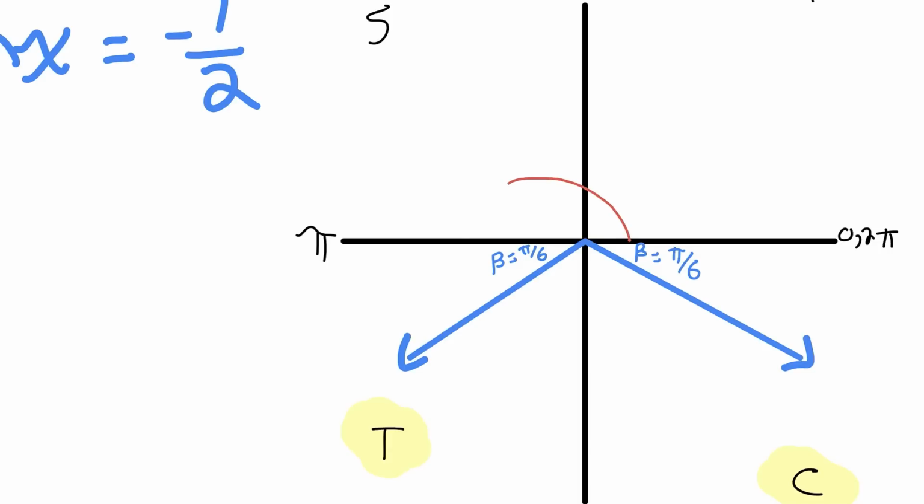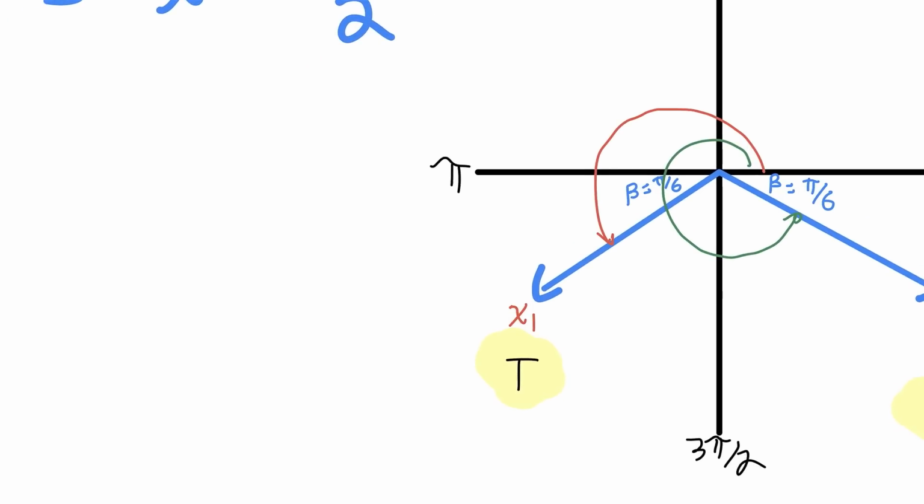My first answer would be past pi by pi over 6, and my second answer would be pi over 6 less than going a full 2 pi. So let's do those two calculations. Answer 1, pi plus pi over 6. So answer 1 is 7 pi over 6. Sine of 7 pi over 6 is negative a half.